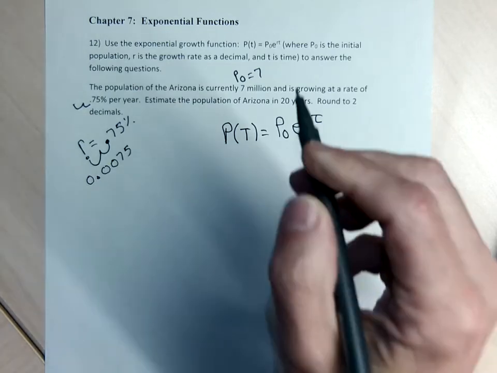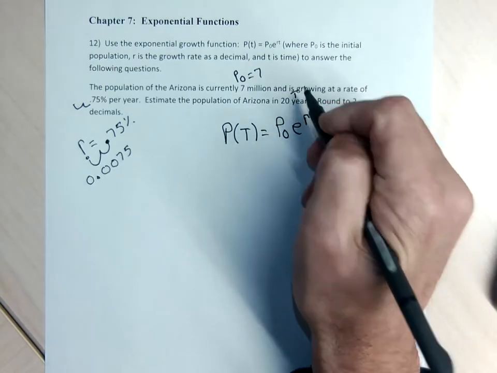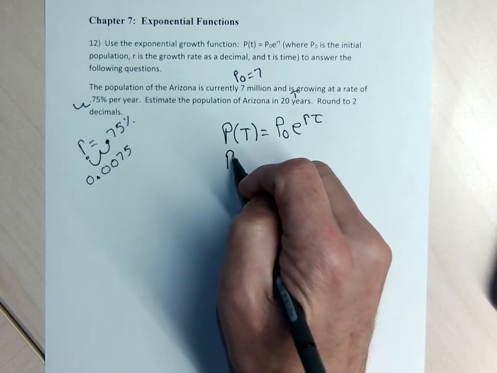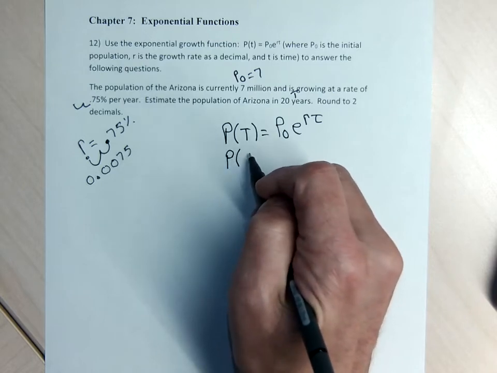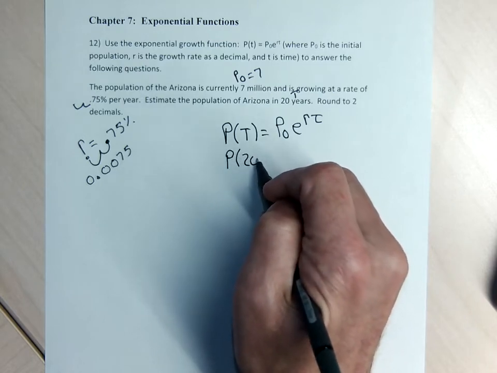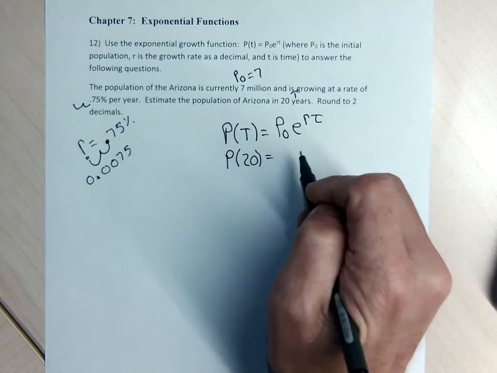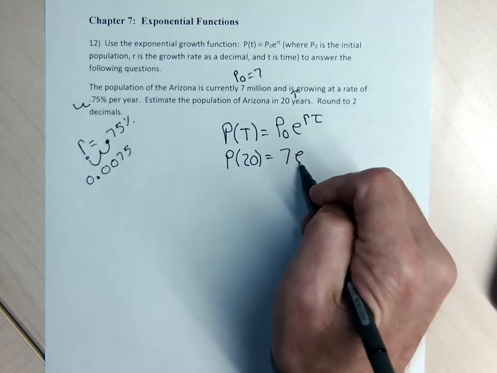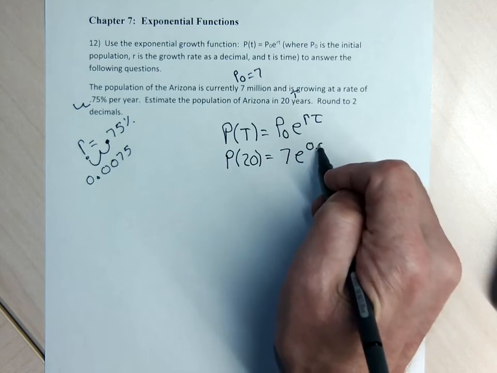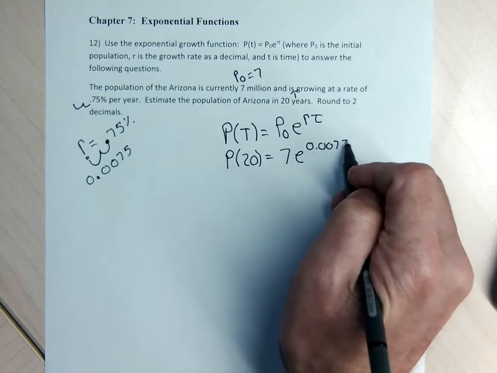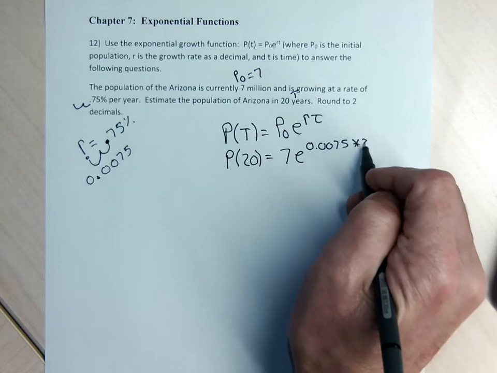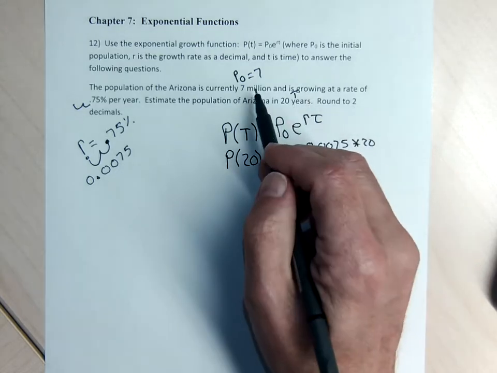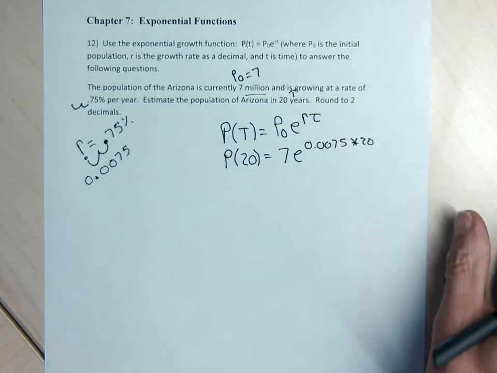And then estimate the population of Arizona in 20 years. That's going to be the t. So on the left-hand side, P stands for the population of Arizona. T, in this case, is going to be 20 years, equals the current 7 million population times e to the 0.0075 times 20. It says round to 2 decimal places. I'm going to round to 2 decimal places and tack the word million after my answer.